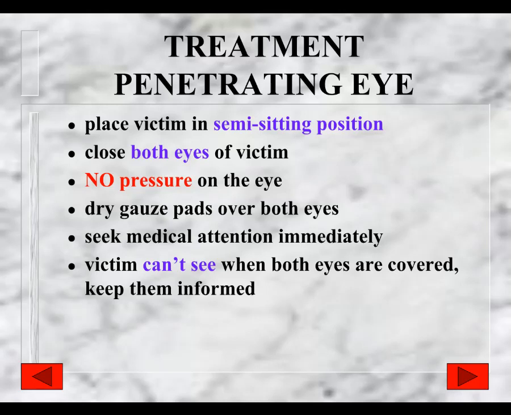They're already scared enough, and now they can't see. So tell them what you're doing. Tell them where you are. Tell them who you are. Just keep talking to them very calmly. Don't be excited. Don't be anxious. Don't let them know you're scared, even though you would be. Just talk to them very calmly so that they stay calm.